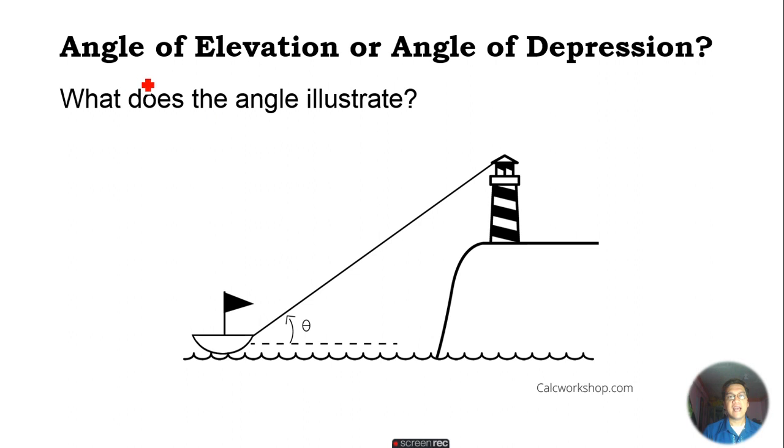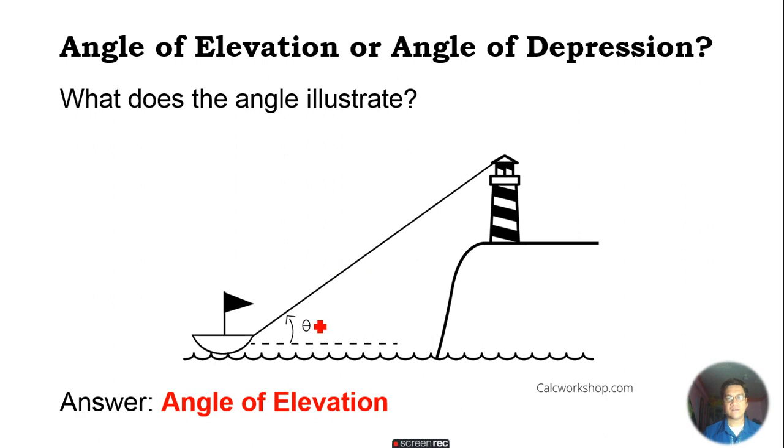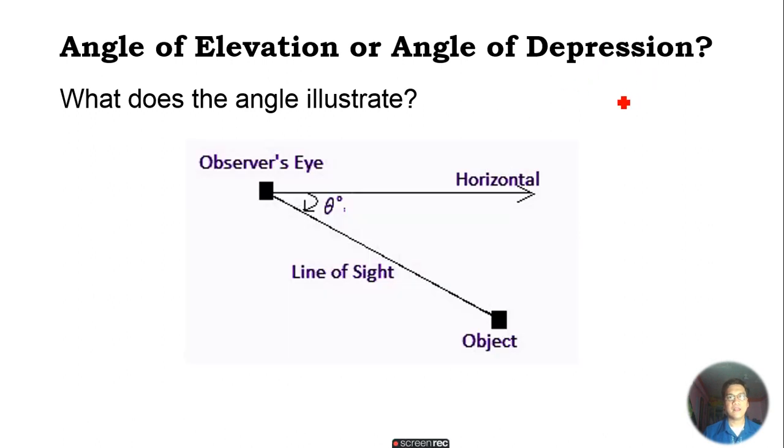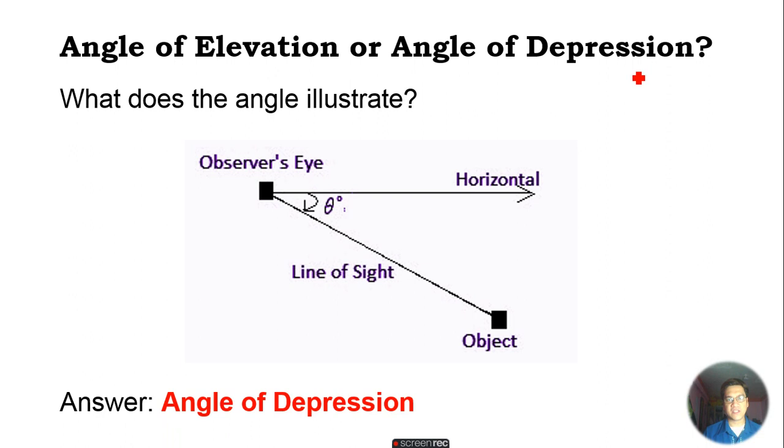Now let's look at this: angle of elevation or angle of depression. You're going to identify whether the figure illustrates an angle of elevation or an angle of depression. So what does the angle illustrate? We can say that this angle illustrates an angle of elevation. Let's proceed to the next. What does the angle illustrate? So this is the angle. This angle illustrates an angle of depression. All right.